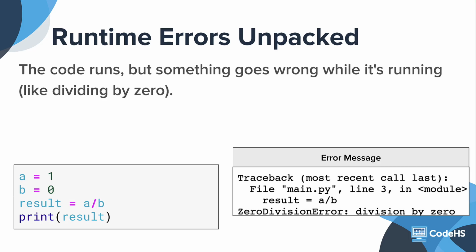Runtime errors occur while the program is running and can be a bit trickier to handle. In this runtime error example, we're dealing with a zero division error, which occurs when the code attempts to divide a number by 0. The message specifies that the error originates from line 3. Since b is 0 in this case, Python cannot complete the division, resulting in a zero division error.